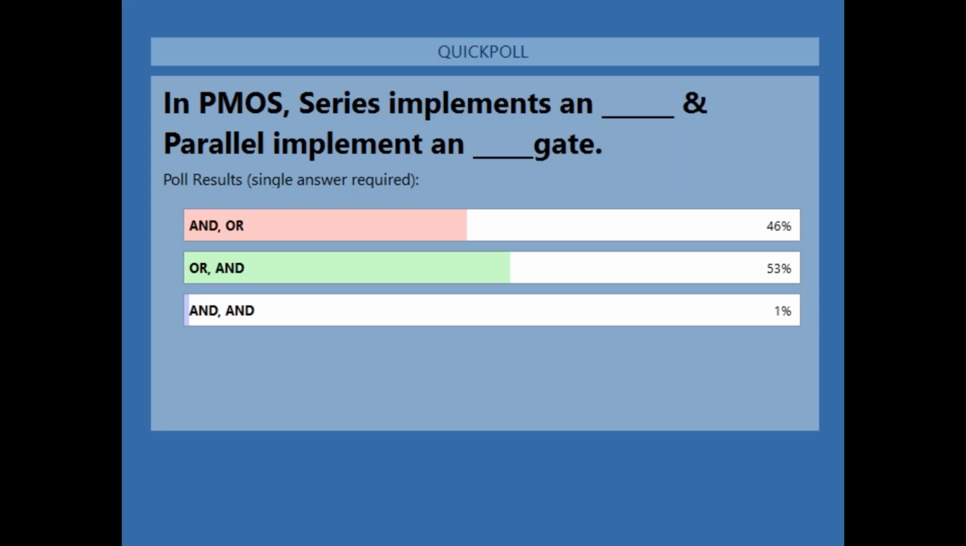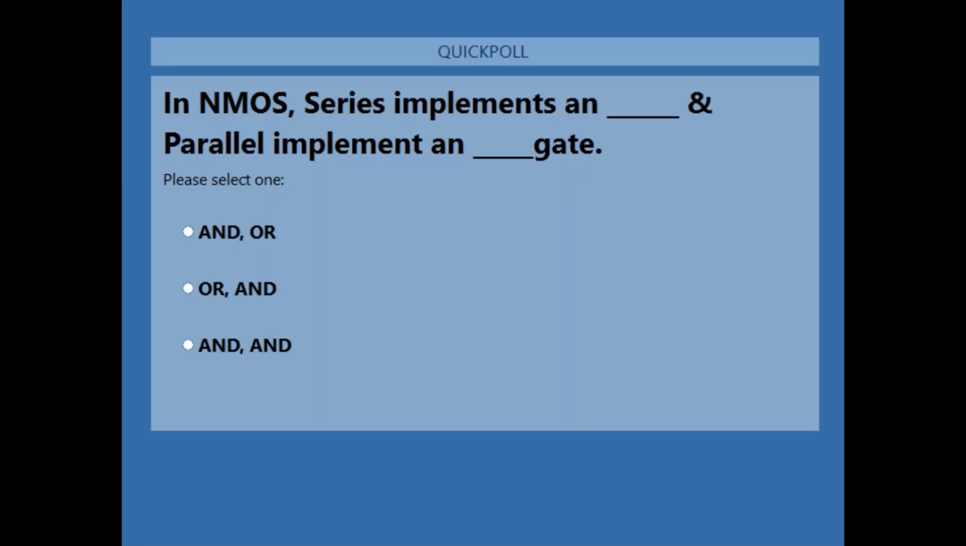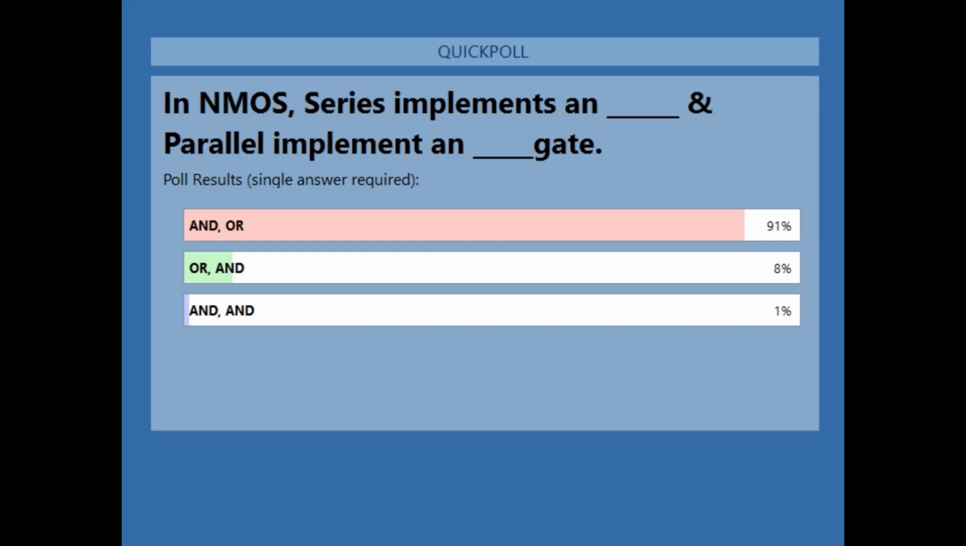Next poll question I am launching, just opposite to that. So NMOS series connection means A dot B. So what is the answer? NMOS A into B implements the AND gate, that is series, and A plus B, that is parallel. So A plus B is the OR and A into B is the AND. So my answer is A. So hope these things are clear to you. Those who have given a wrong answer, just think upon that and clear that thing in your mind. So I'm hiding.